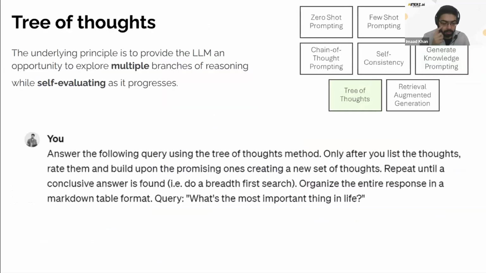Next, moving on to tree of thoughts. This is also a very interesting way of prompting. The underlying principle is to provide the large language model an opportunity to explore multiple branches of reasoning while self evaluating as it progresses. I'm not entirely sure, but I have a feeling that tree of thoughts is also incorporated in the reasoning models that we see today. But that's also probably because they do a lot of internal processing and then they come up with the answer, right?